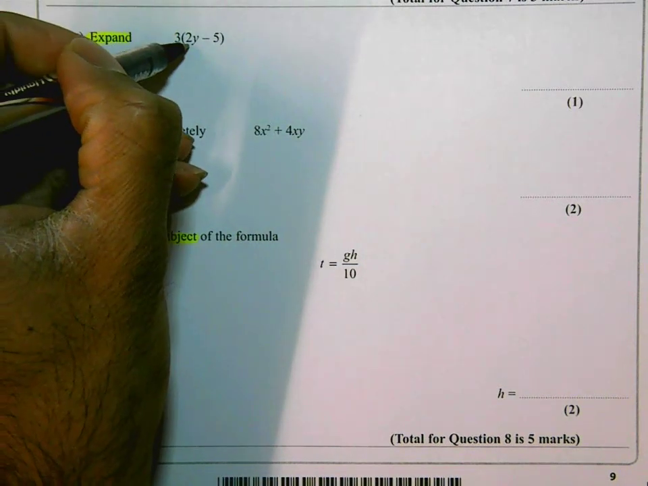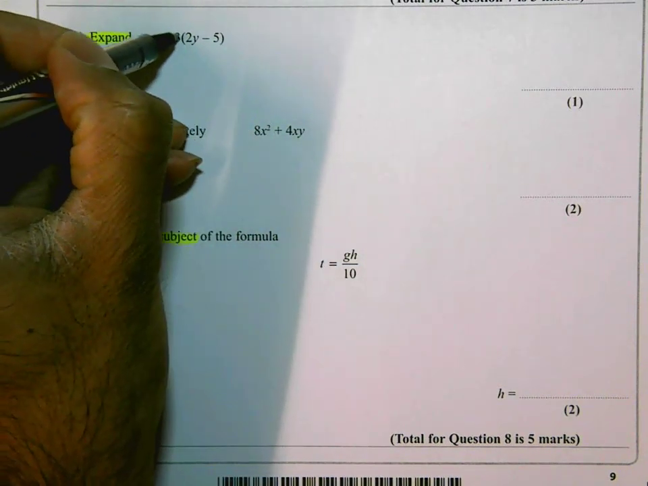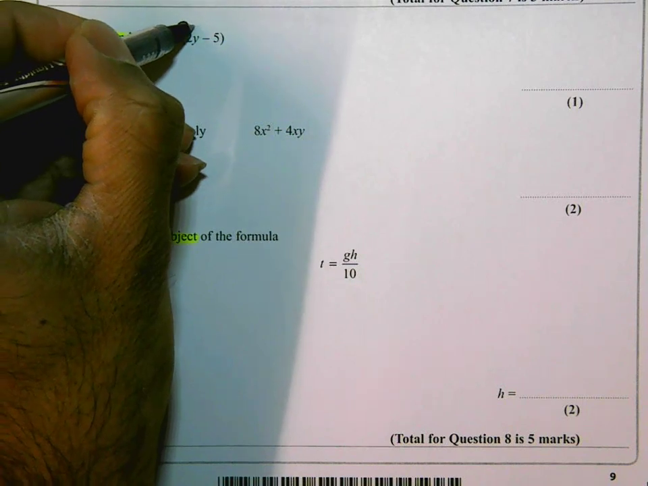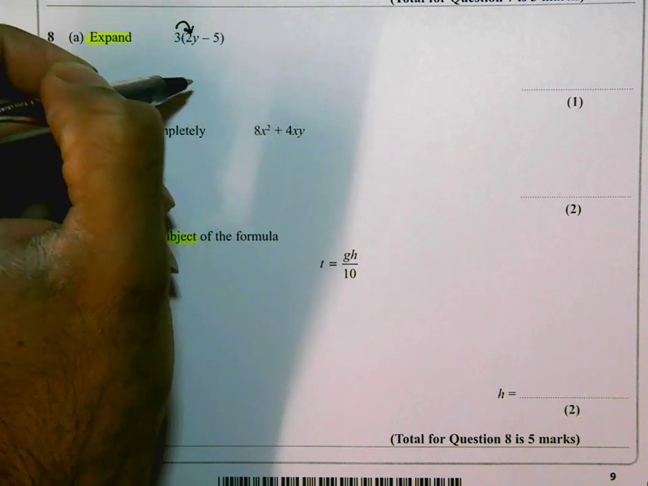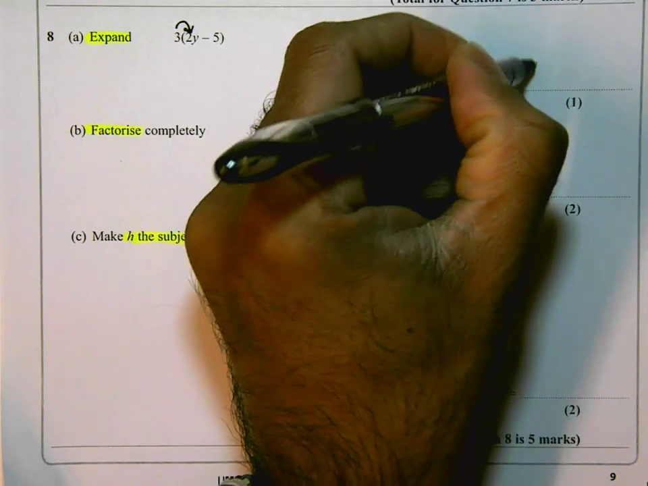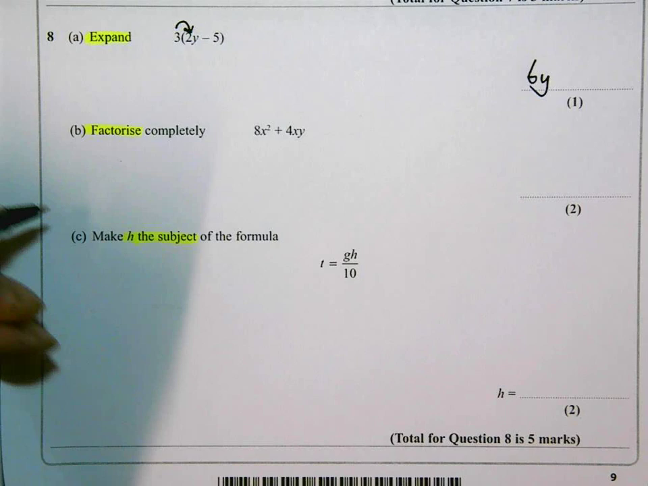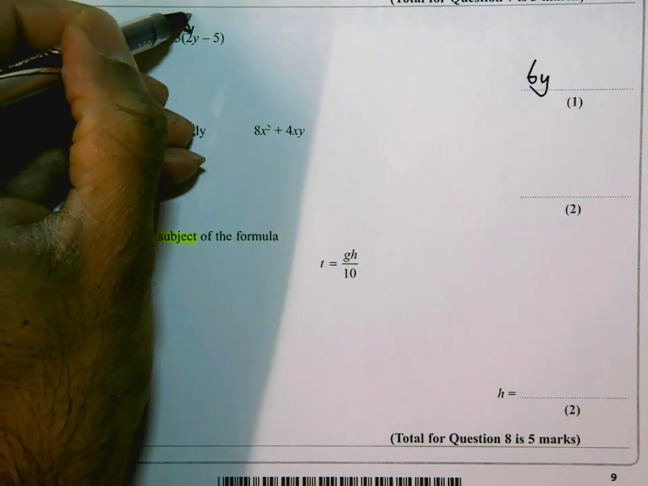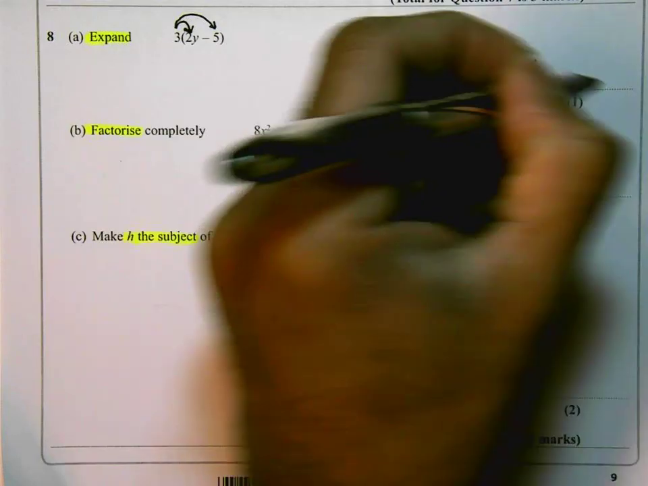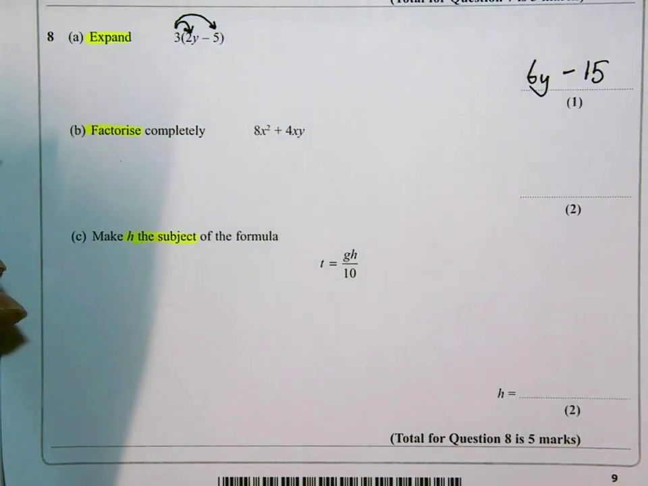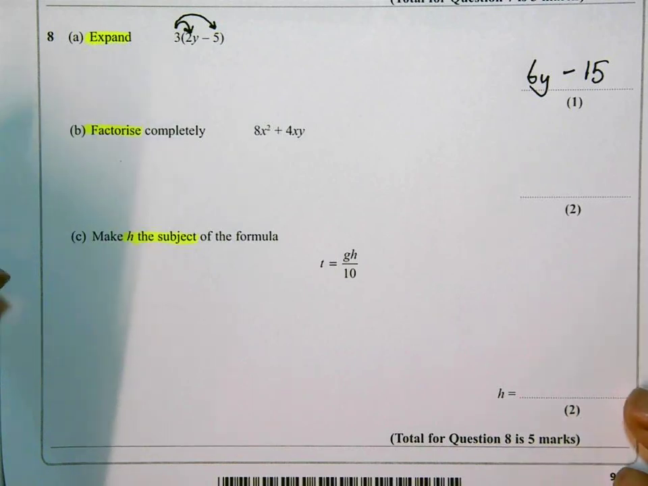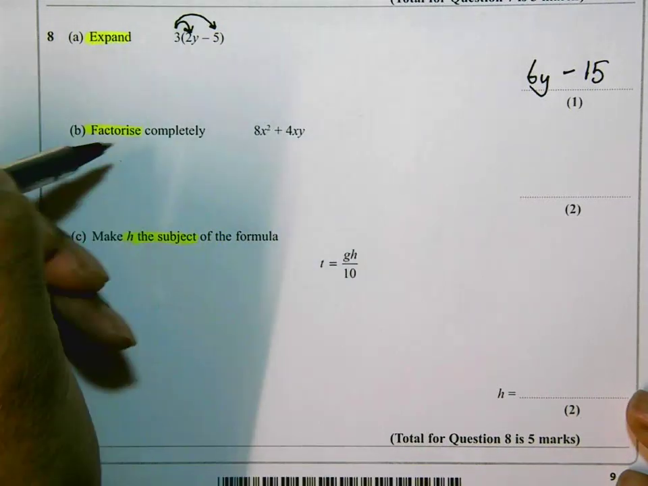So I'm going to times everything inside the brackets by the number 3. I'm going to put arrows to indicate what I'm going to do. So I'm going to do 3 times 2y. 3 times 2y is 6y. And then 3 times 5 is 15. And it's minus 5, so that's going to be 3 times minus 5, which is minus 15. Pretty straightforward there. Then we go on to part B.